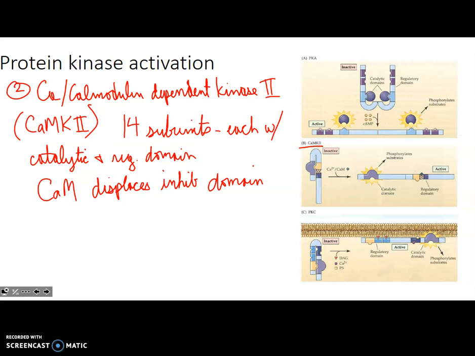And oftentimes a target of CAM kinase 2 are ion channels. So CAM kinase 2 tends to phosphorylate, not dephosphorylate, ion channels. So CAMK2 now active. Again, it has many, many targets. I could show you a figure that looked like PKA for CAMK2, but one common target that becomes important for us is ion channels. So CAM kinase 2 phosphorylates multiple targets, including ion channels.